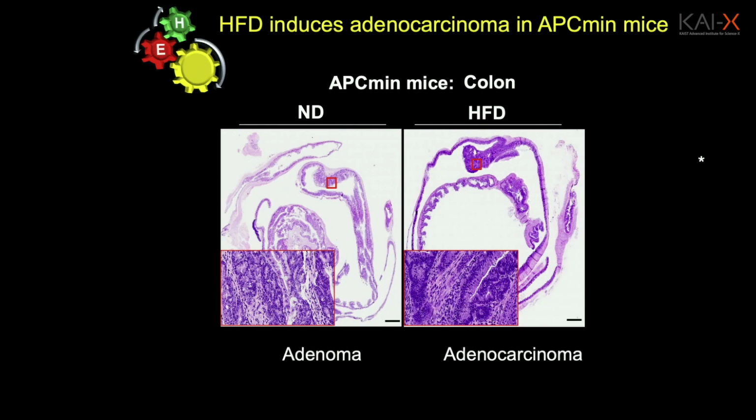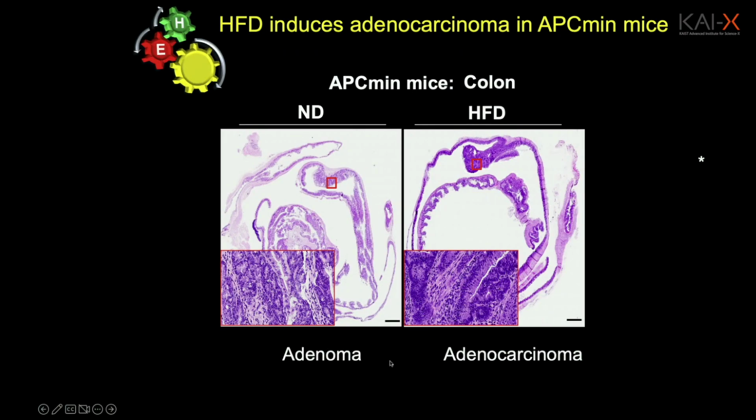And here we are using APC min mice, either on a normal diet or on a high-fat diet, as is shown here. And you can see on a normal diet, you have the adenoma, which is expected. But unexpectedly, this is the one that's not cancer.